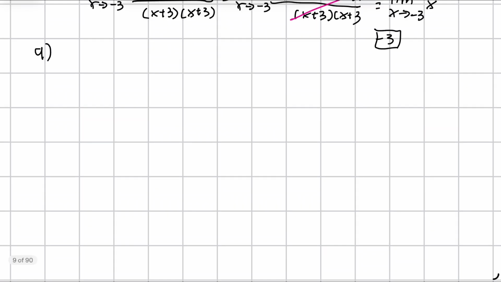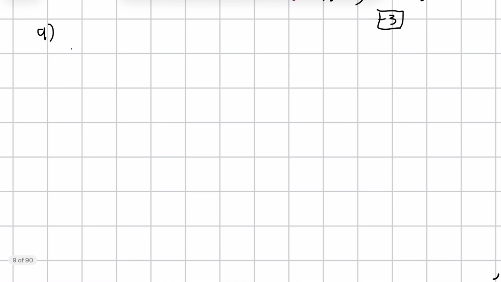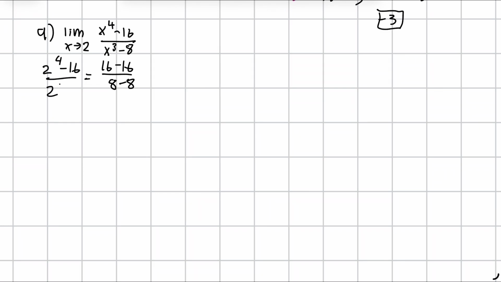So for our next example, we have the limit as x approaches 2 of x to the power 4 minus 16 over x to the power of 3 minus 8. So if you do direct substitution, we get 16 minus 16 over 8 minus 8, because we had 2 to the power 4 minus 16 over 2 to the power of 3 minus 8. And this gives you an indeterminate form. So let's factor the numerator.